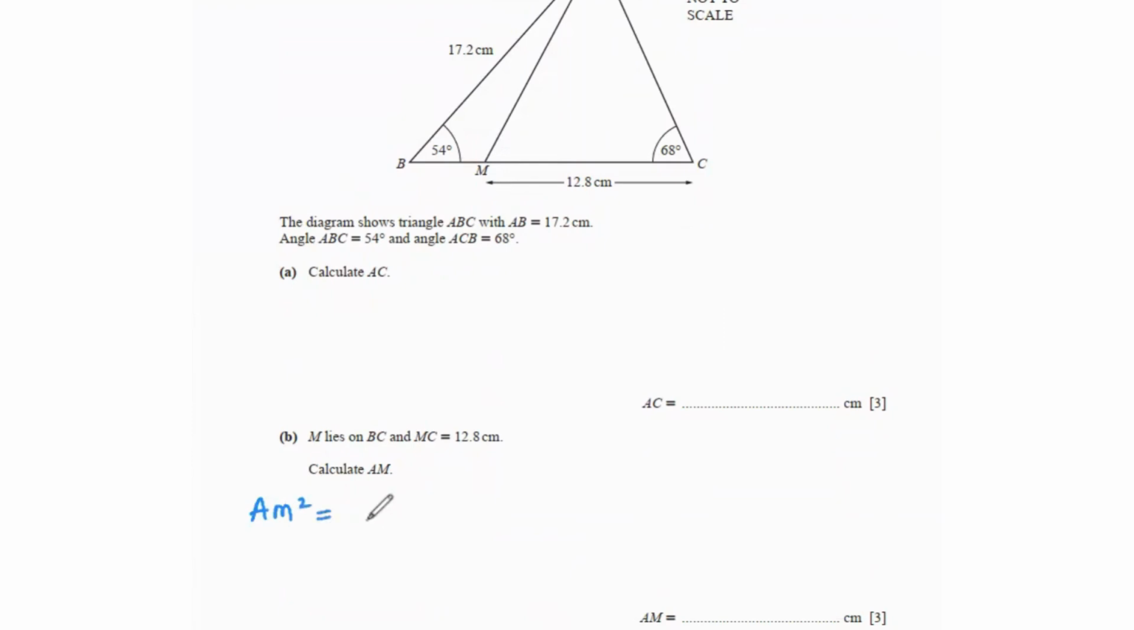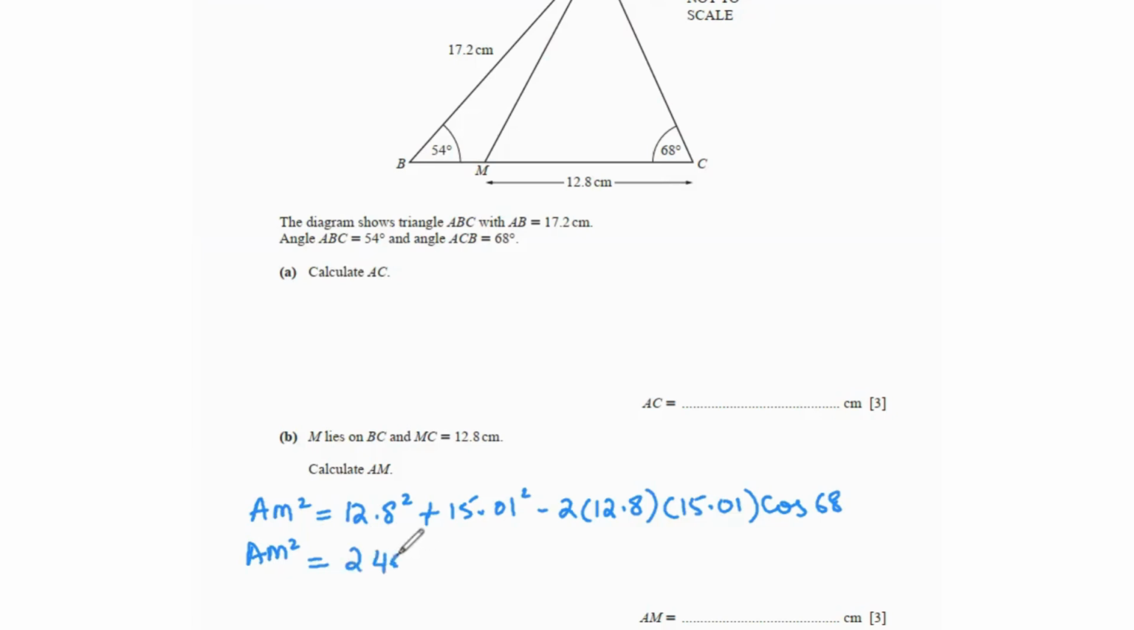So we will do AM squared equals 12.8 squared plus 15.01 squared minus 2 times 12.8 times 15.01 times cos of 68, which is going to give us 245.19. Square root both sides. So AM is going to be 15.6 centimeters. That's your AM.